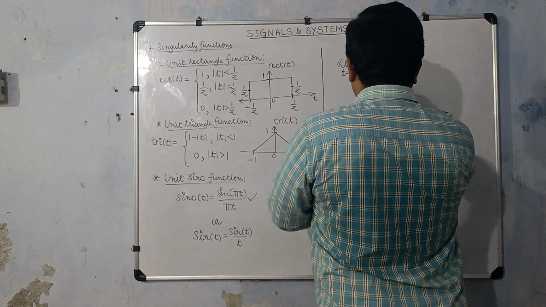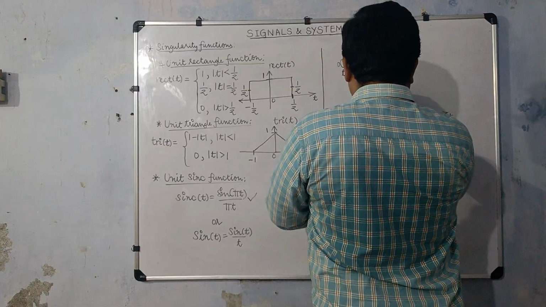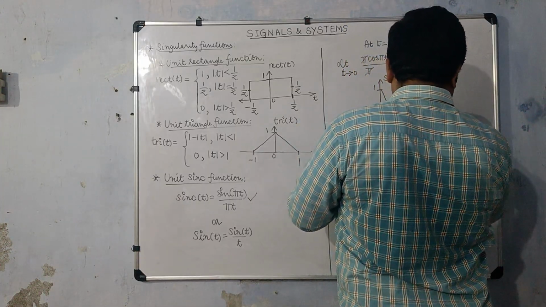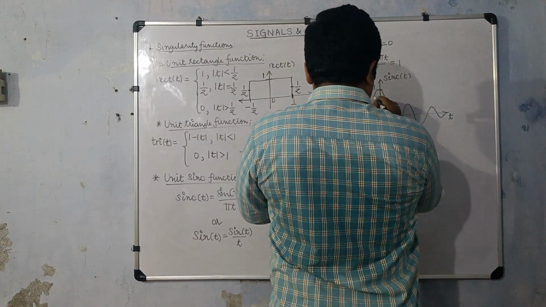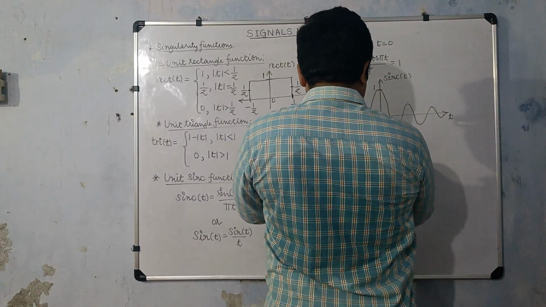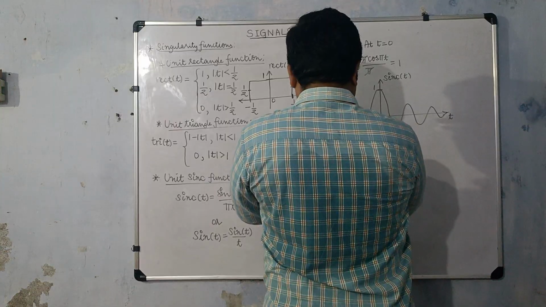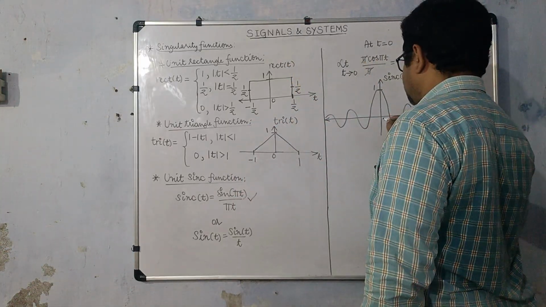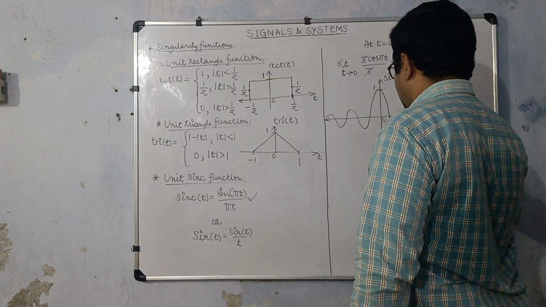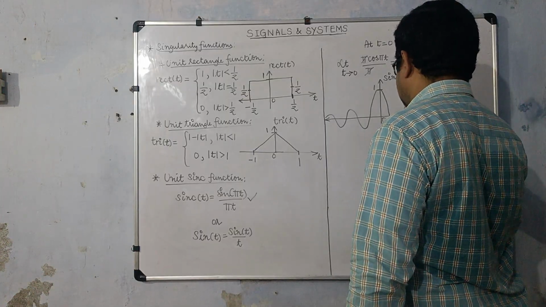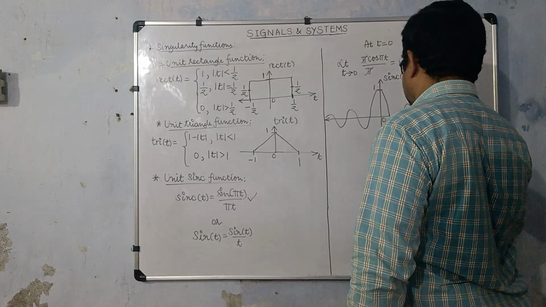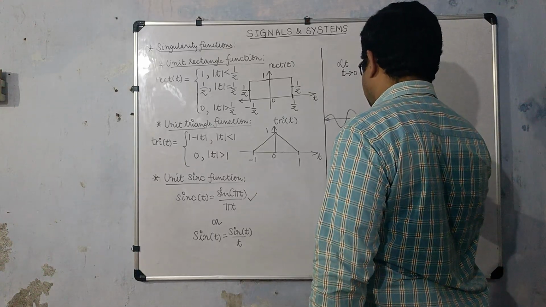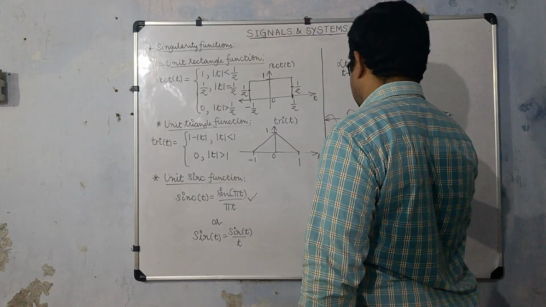Okay, so at t is equal to 0, it is 1. Now it keeps on changing like this. So this is my sinc function as a function of time. At t is equal to 0, it is 1. At t is equal to 1, it is 0. At t is equal to 2, it is 0. At t is equal to 3, it is 0. At minus 1, at minus 2, and so on, it is 0.